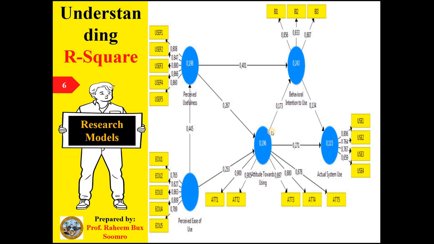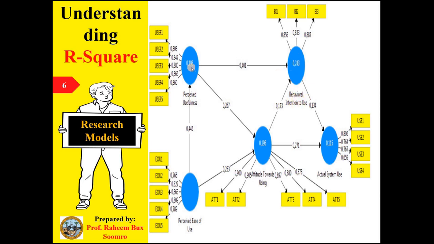But these three sometimes play the role of the dependent and sometimes the role of the independent. For example, perceived ease of use is independent. Its dependent variable is perceived usefulness, because you're looking at the arrow coming from perceived ease of use to perceived usefulness. And then here is another path going from perceived usefulness to the behavioral intention to use.